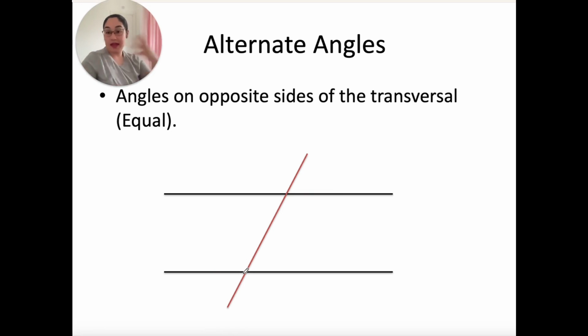Now, the F and the Z are there to help you identify where they are. But the key piece of information you always look for is parallel lines. And then from there, can I spot the shape?